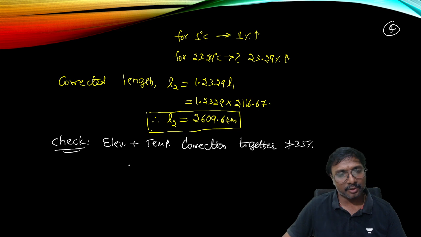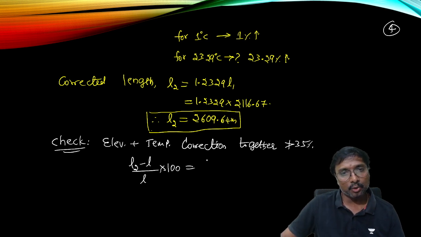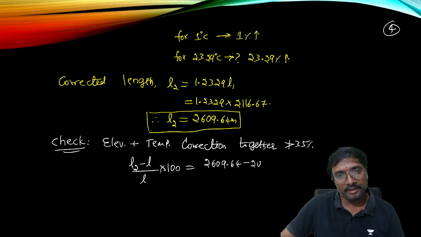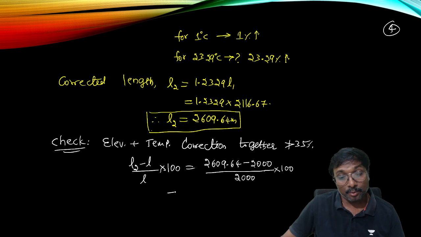So what are these values? That is L2 minus L, divided by L, into 100. L2 is 2609.64 minus L, which is 2000 meters, divided by L, which is 2000 meters, into 100. So how much percentage does this come to be?